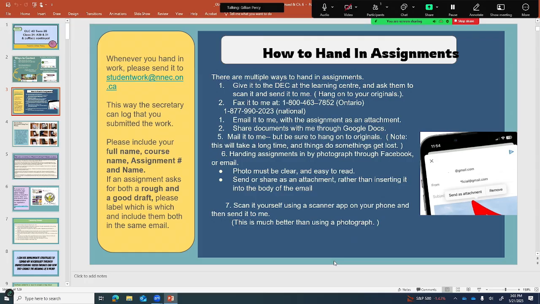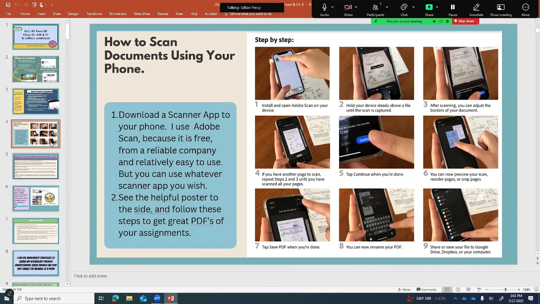You can also download a scanner app on your phone and then use that to take pictures. It actually works way better than just taking photographs, because it's designed to take documents and make documents look nice and crisp. Obviously, I use Adobe Scan. It's free. It's a reliable company. You can use whatever scanner app you want.